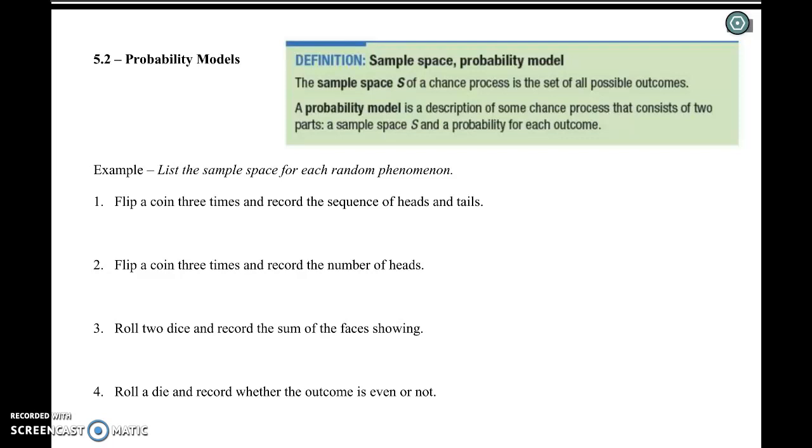So first of all, a definition: a sample space and a probability model. A sample space, usually denoted S, is just the set of all possible outcomes, or the list of all possible outcomes. And then a probability model is a description of some chance process that consists of two parts: the sample space and the probability for each outcome. So a sample space is a list of all possible outcomes, and a probability model would be the list of the outcomes and those outcomes' associated probabilities.